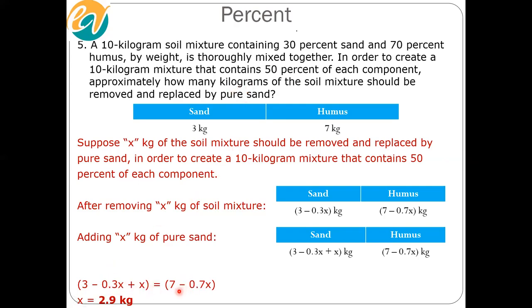So this is obviously one way to go. But if you look at it, the final 10 kg mixture should have 50%, which means each of these should be 5 kg, right? So this is another thing you could have done. So 7 minus 0.7x has to be 5, right? So 0.7x is equal to 2, which means x is equal to 20 by 7, which would also give us 2.9 kgs. That is also something you could have done, Chatrika. Yes, good point actually.